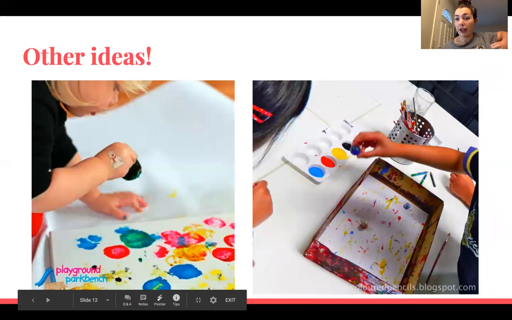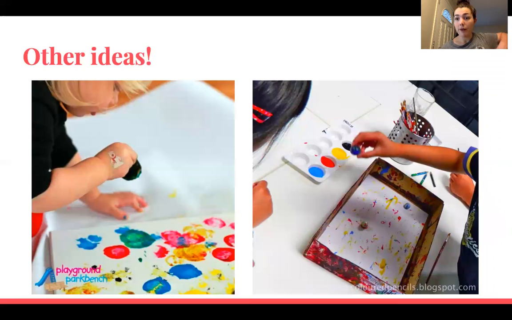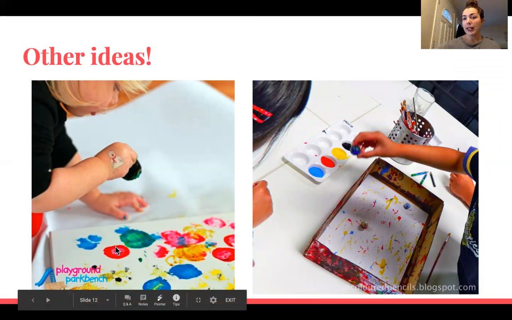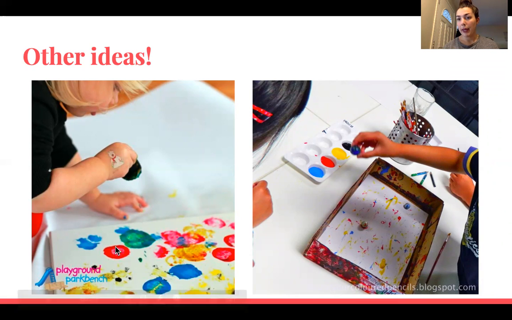If you're looking for other ideas as well, for maybe some of our littler friends, we could use sponges. There's lots of other ways to get messy and have fun. This friend over here is using sponges to get that splatter look onto the paper.